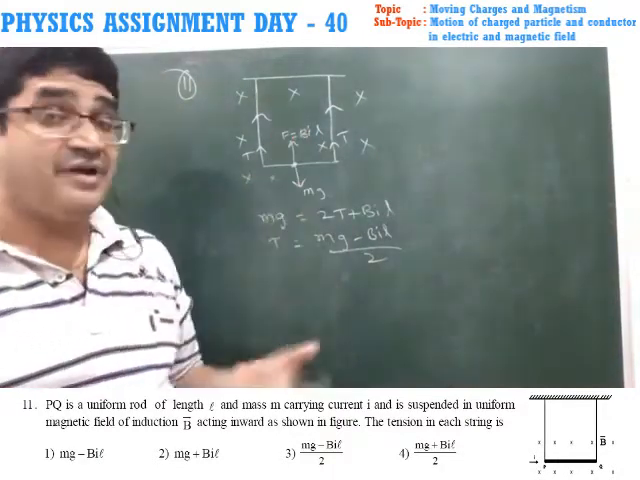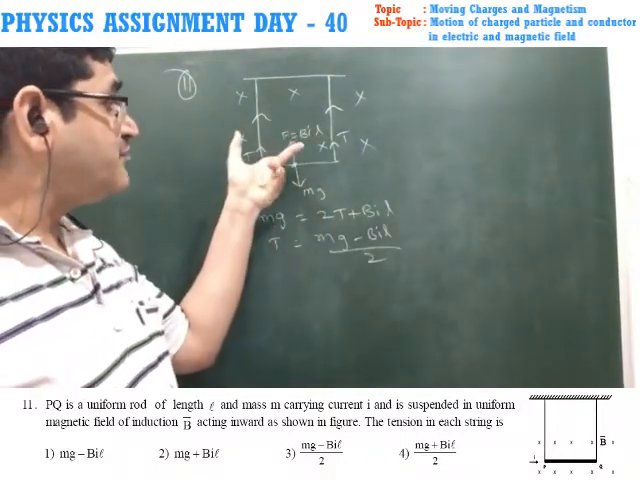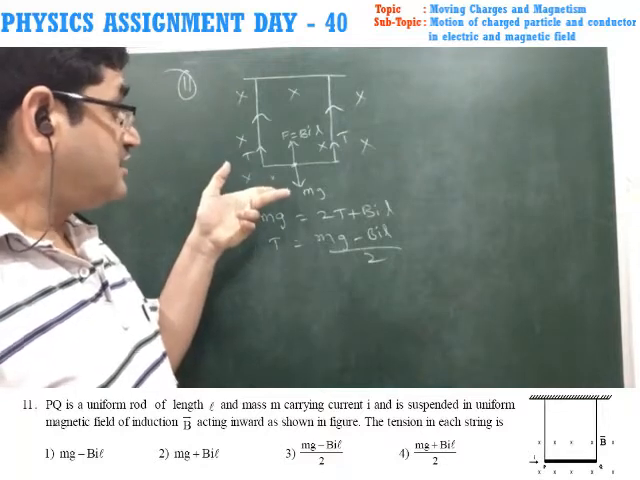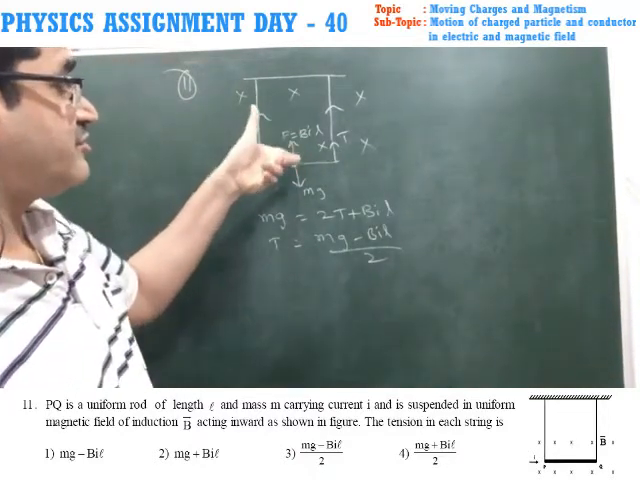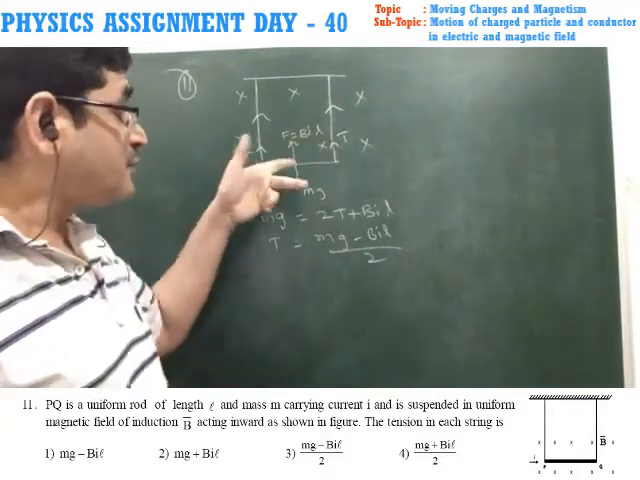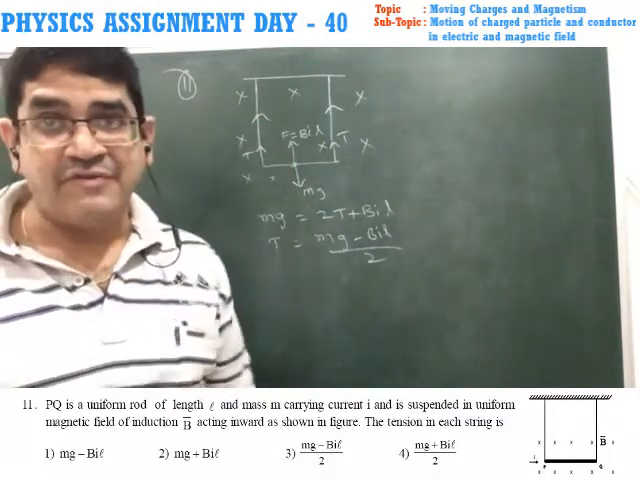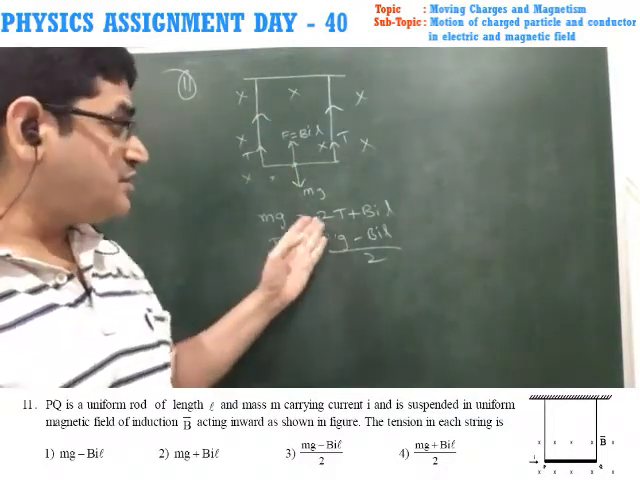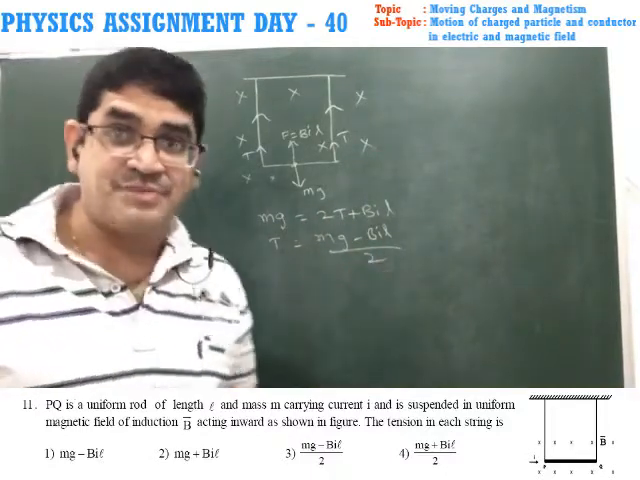By using Fleming's left hand rule, I can see the forefinger into the plane and the direction of current will be like this and the thumb is upward. So force BIL is upward. Not only force is upward, tension 2T is also upward, balanced by weight mg. So from the figure, mg equals T plus BIL. So at equilibrium, T equals (mg minus BIL) by 2.